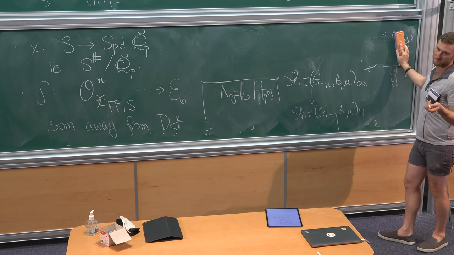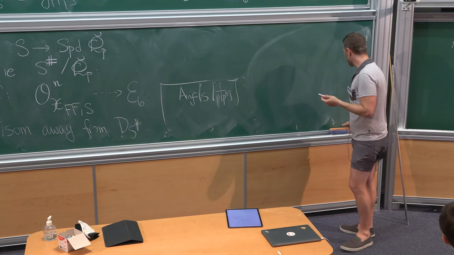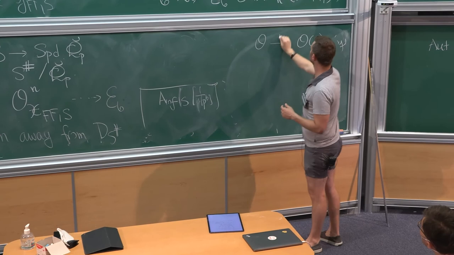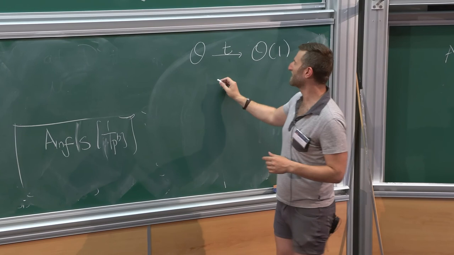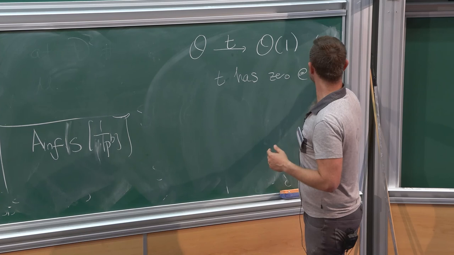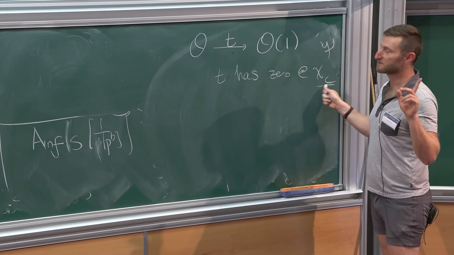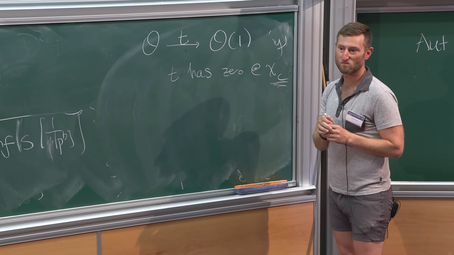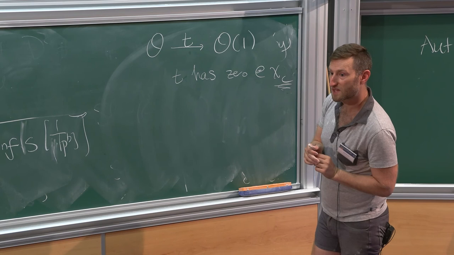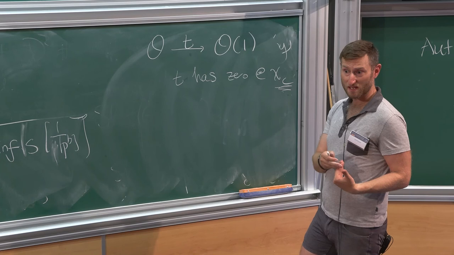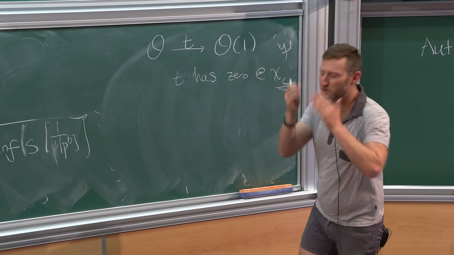We already got a sense of this when I defined this element T. This T has a simple zero at xc and no other zeros. It's an isomorphism everywhere else. So this T is really an isomorphism between the line bundle coming from the divisor, really just a point xc, and O of 1. But every divisor is different. The Picard group is not trivial, because O of 1 is not the same as O. Oh, you're saying Z. Then it's true, yes.